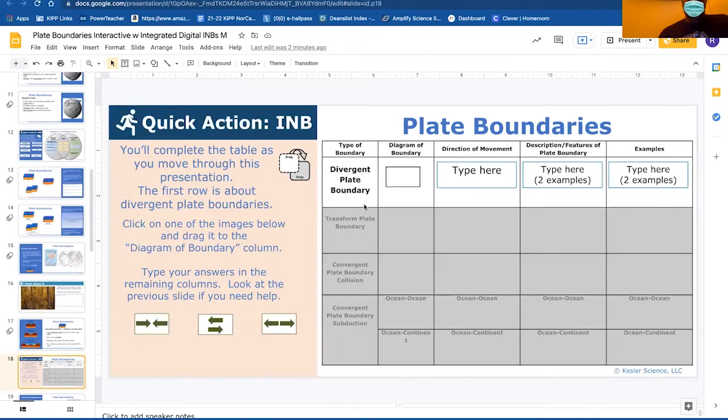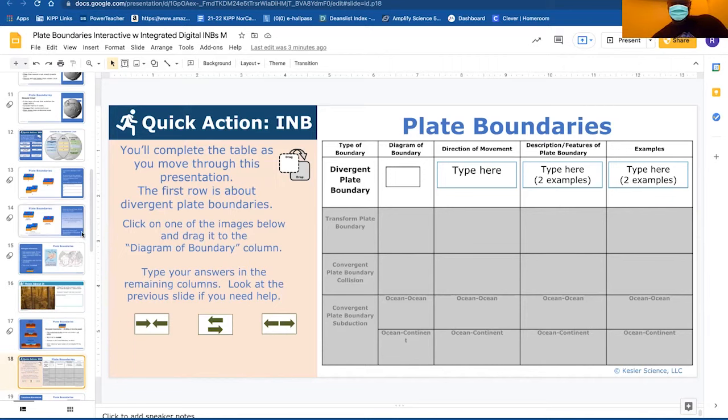All right. Okay, so right here, divergent plate boundary. You're going to take one of these and put the correct symbol over here for what it means to diverge. And then type here the direction of movement of the plates and a description. You're going to give some kind of description of the features, what kind of landforms or features are created there. And then try and give two examples. On the previous slides, it's given you examples of specific areas on Earth where those things occur.